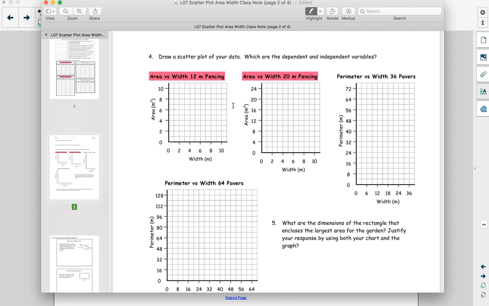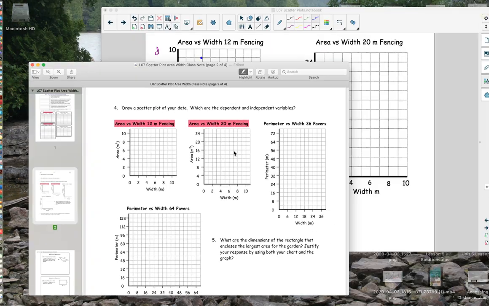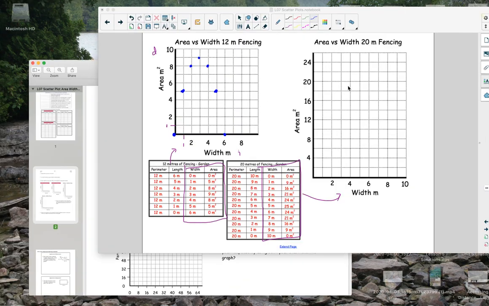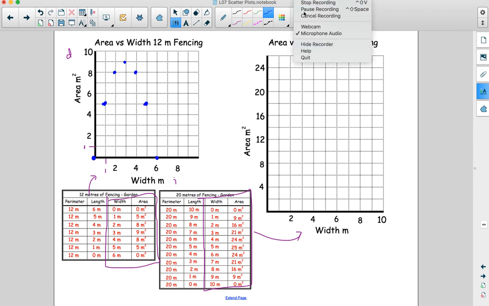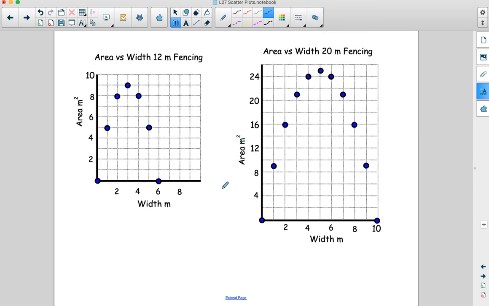If you can't print the notes, that's okay. You can sketch this on whatever kind of paper you have handy at home. Maybe an iPad as well. All right, so I'm going to pause so you can do that next graph. Okay, so we're back.